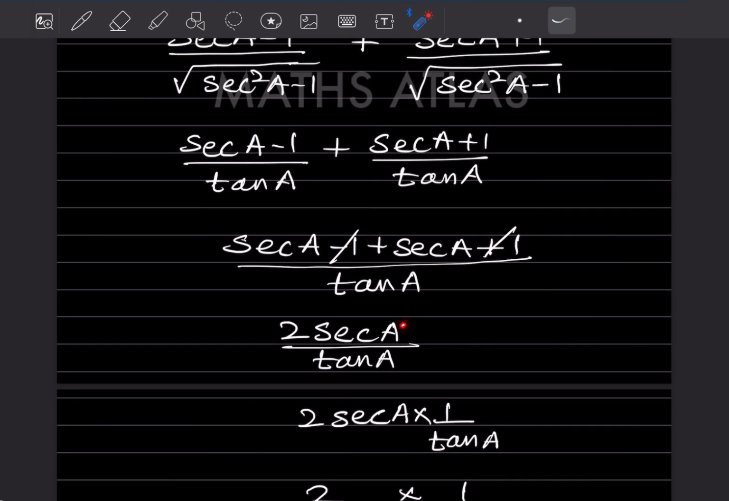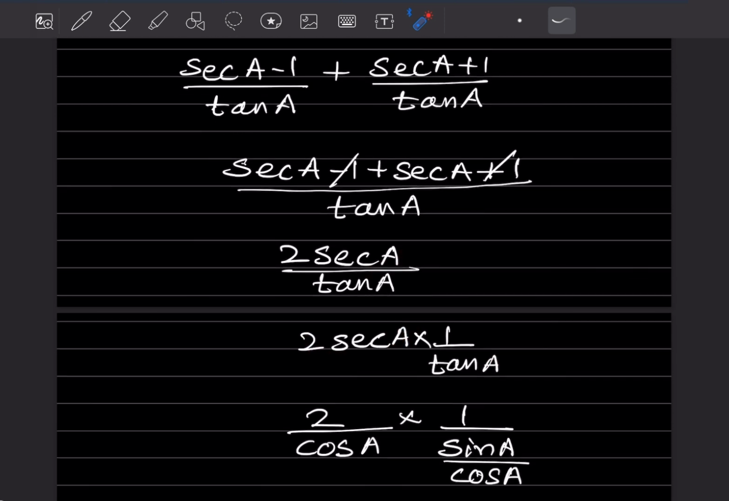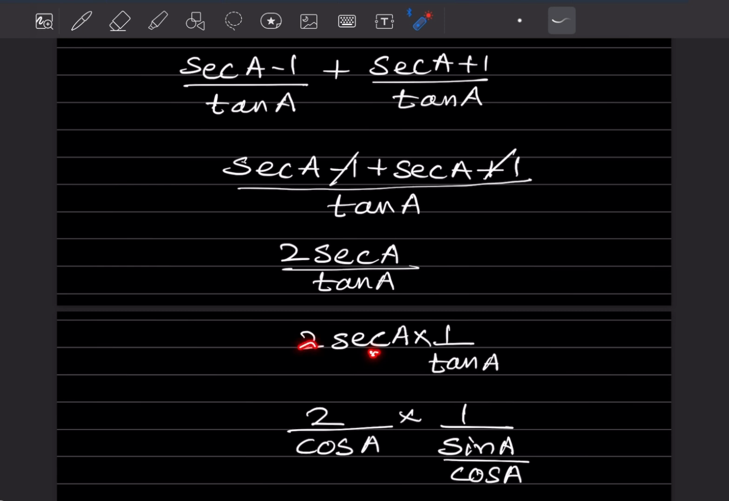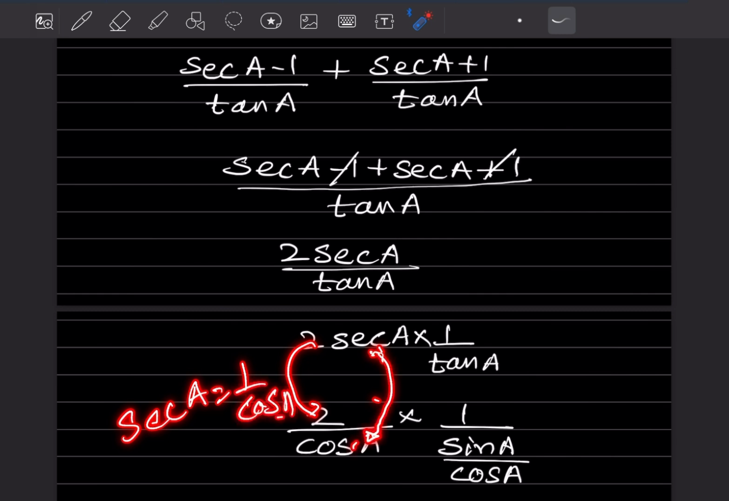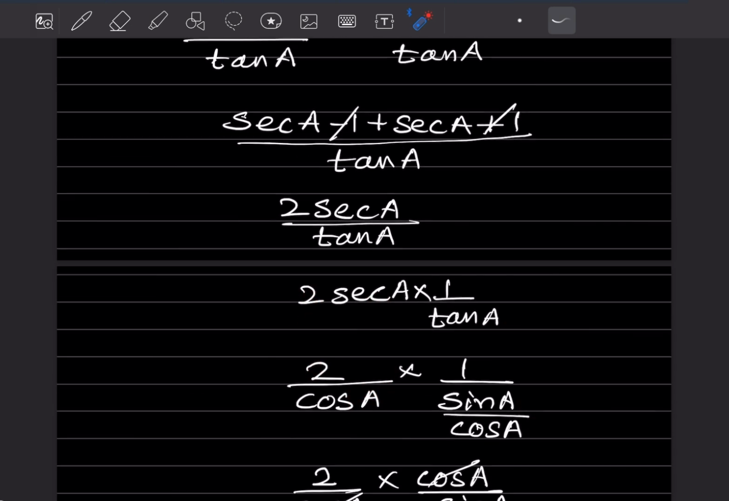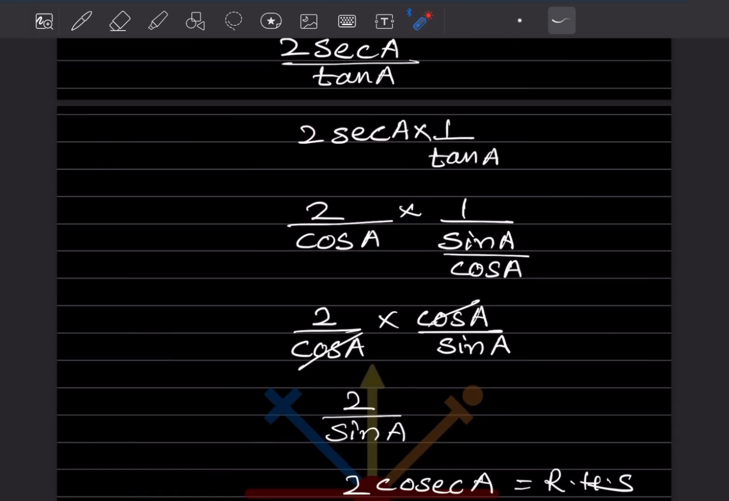So now this you can separate. Here you can write 2 sec a separately, and into this is 1 by tan a separately. So the 2 sec a you will keep as it is. Sec a means sec a is 1 by cos a. So what will you do? You are going to write your cos a in the denominator, and this one you will keep as it is, and tan a is sin a by cos a. Because we want the value as 2 cosec a, accordingly we have to adjust these two things by putting the formulas.